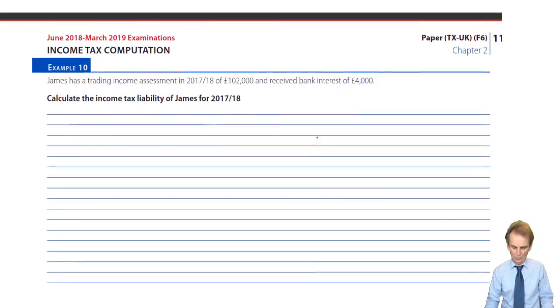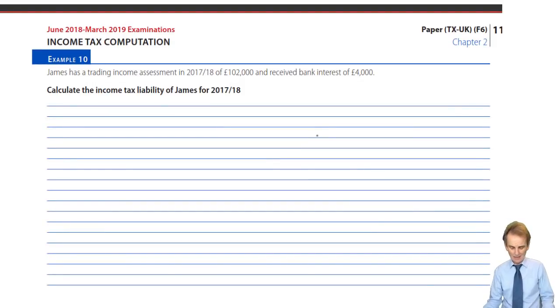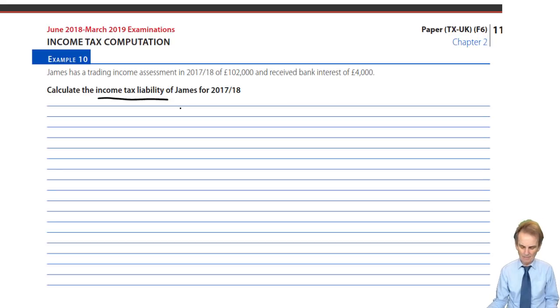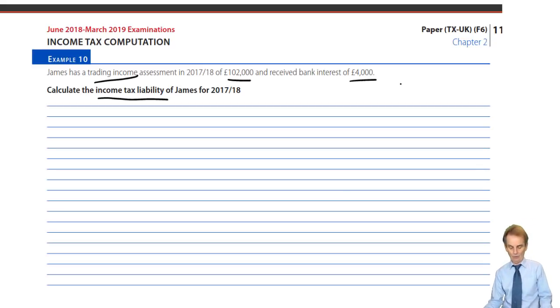Okay, with that in mind and the treatment of the savings income in particular, I now need you to have a go, all on your own, at example 10. Have a look at what the situation is. We need income tax liability. We've got a trading income, so a non-savings assessment, of 102,000 and bank interest of £4,000. So we've got both non-savings and savings income. The combination of those two is £106,000.